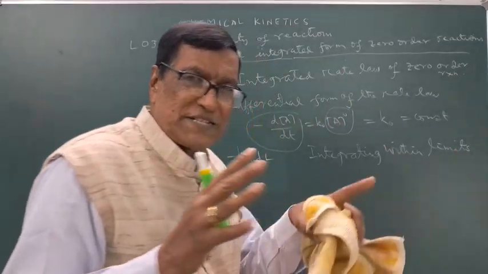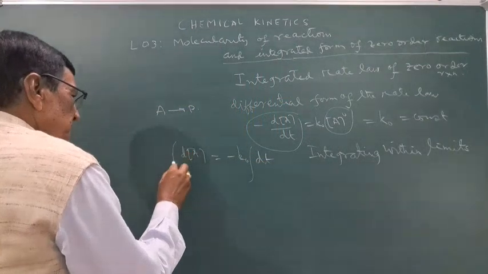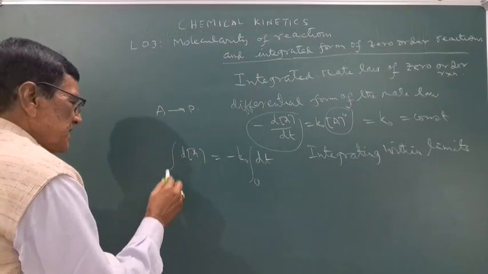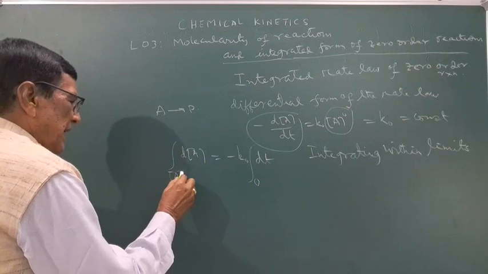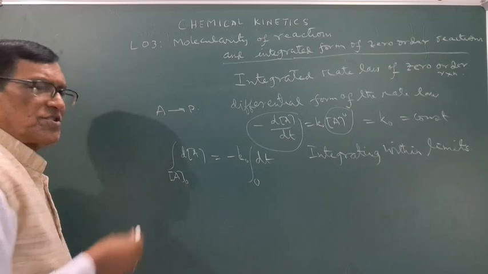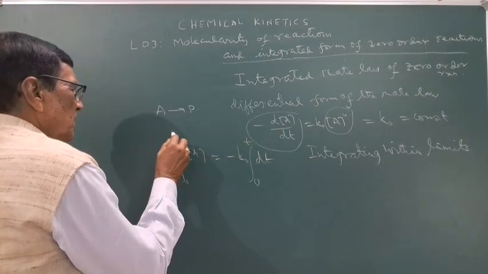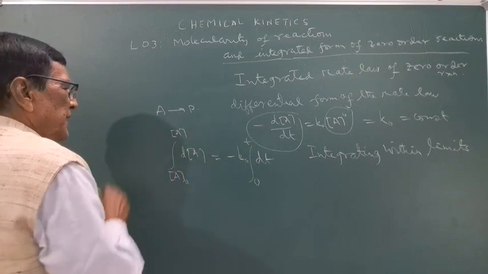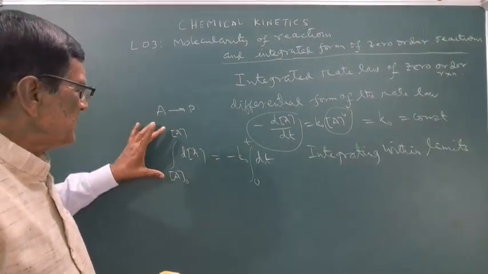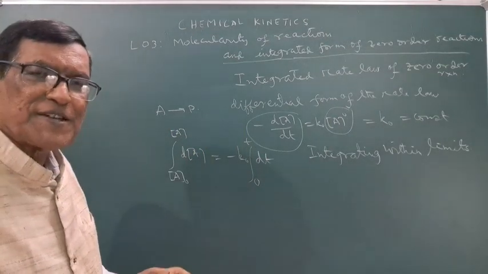Within limits means definite integrals. When integrating, here t equals 0. So the concentration of A at zero time is A naught. When the time is t, the concentration of A is this one. So these are the two limits, the two times.